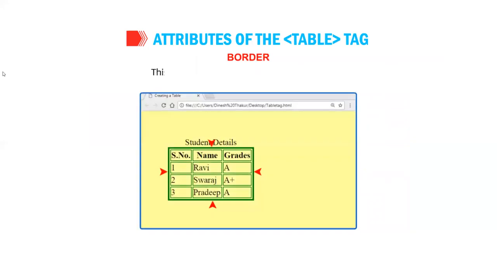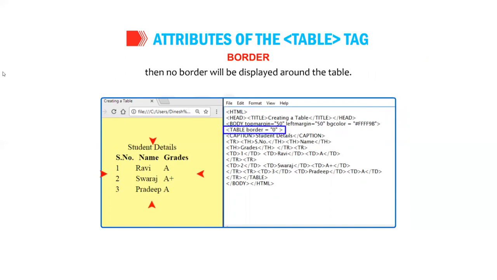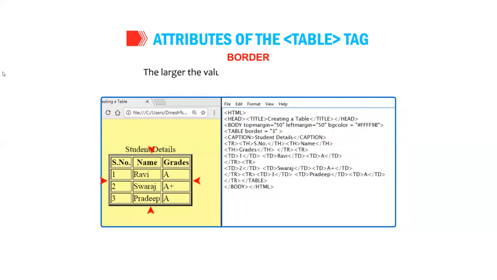Border. This attribute draws a border around the table. It specifies the width of the border of a table. If the border attribute is not specified with the table or its value is 0, then no border will be displayed around the table. The larger the value, the thicker the border. Example, <table border="3">. Here the number 3 is the border size in pixels.